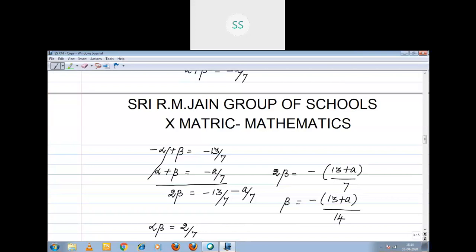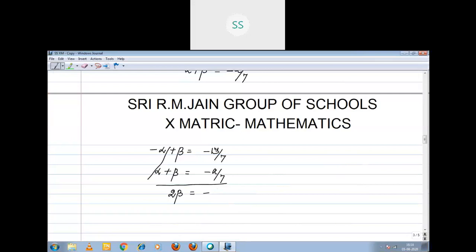Better to apply the elimination. I will teach you one more easy method, right? Instead of elimination, we can use one simple method. That is easy compared to this, right?